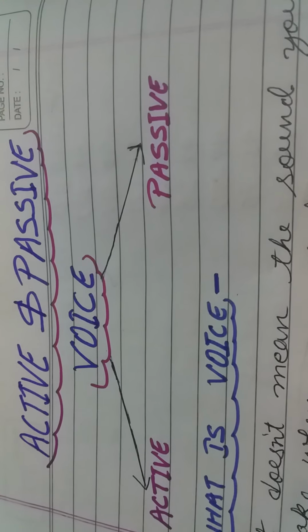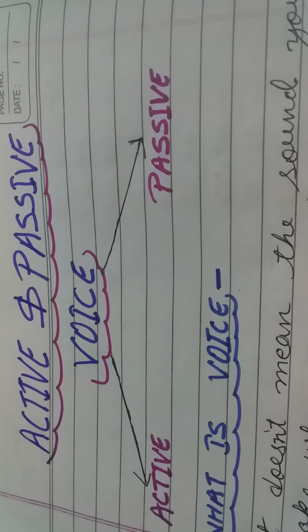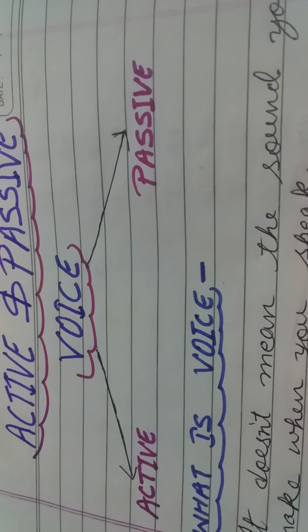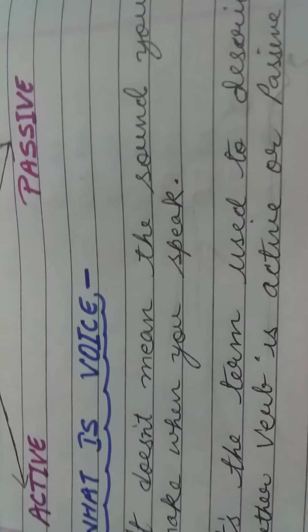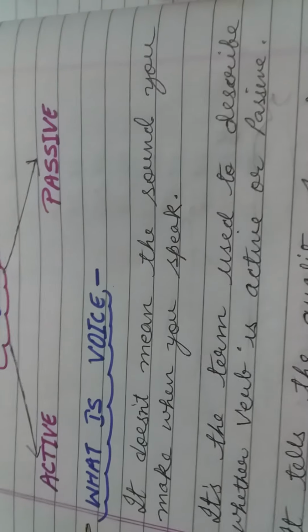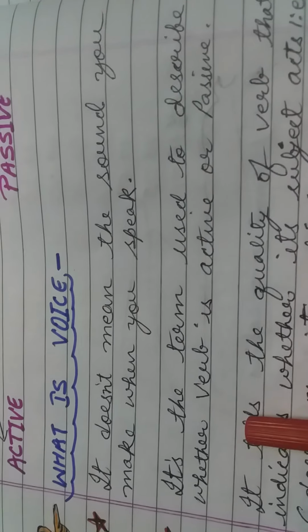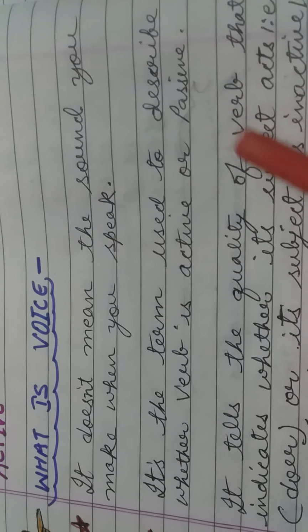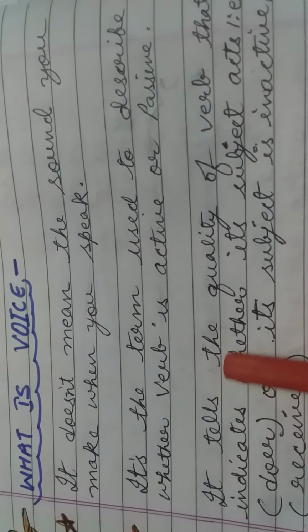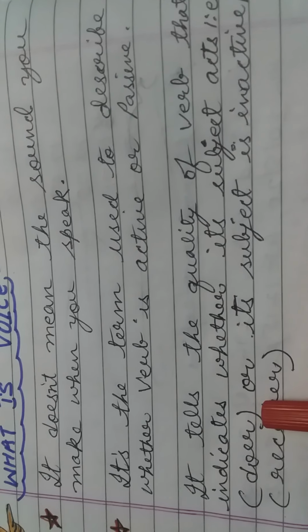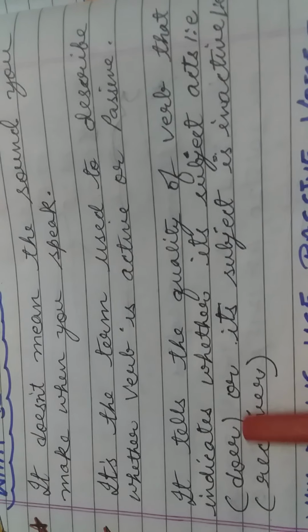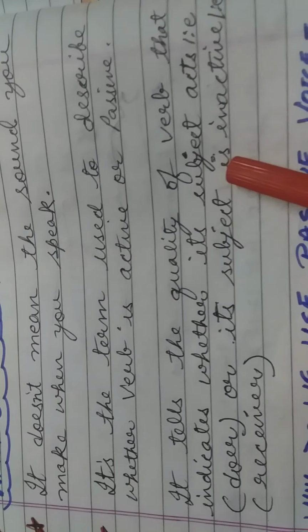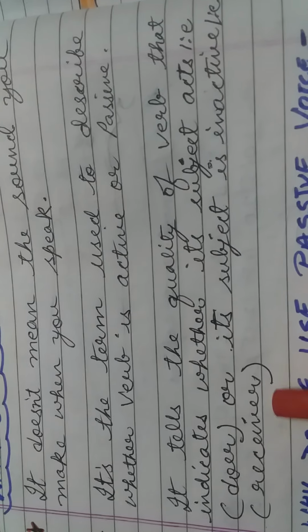Today we are going to do the topic active and passive voice of grammar. First of all, let us see what do you mean by a voice. Voice does not mean the sound you make when you speak. In grammar, it's the term used to describe whether a verb is active or passive. It also tells the quality of the verb that indicates whether its subject acts, that is, it is a doer, or its subject is inactive, that is, a receiver.